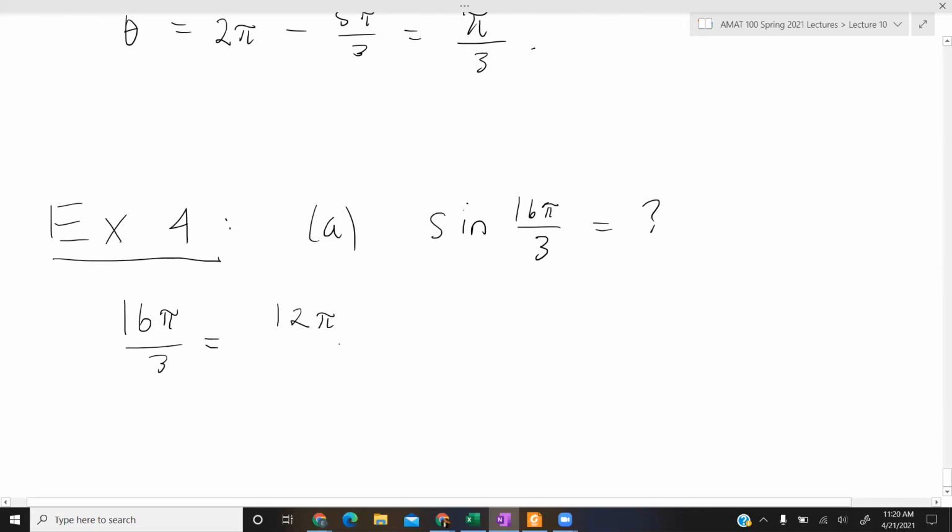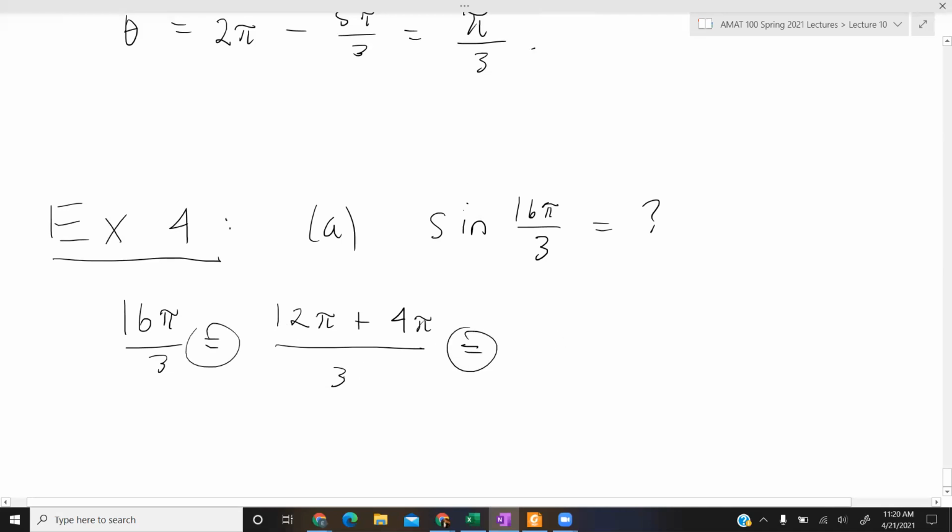Determining the coterminal angle is really a matter of, there's no special technique. You just have to get comfortable with the numbers and decomposing them in a certain way. So what I'm going to do is take 16 pi and rewrite the numerator as 12 pi plus 4 pi, divided by 3. So this step shouldn't be mysterious.